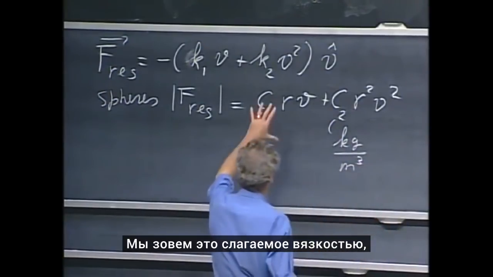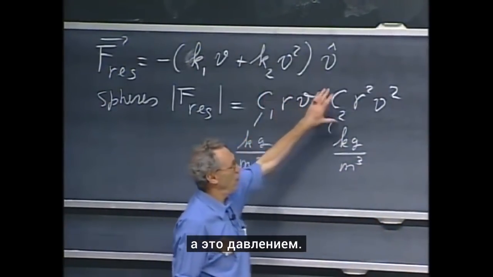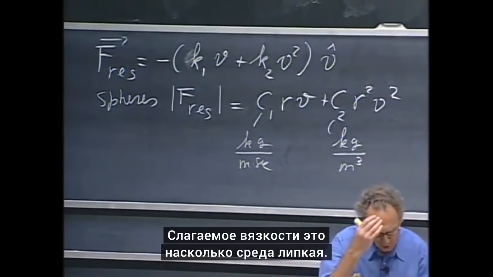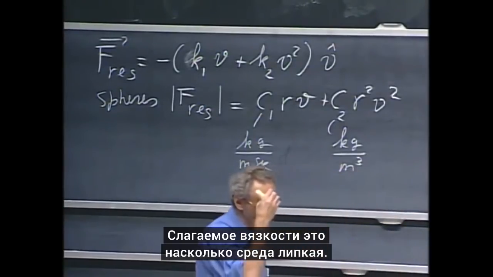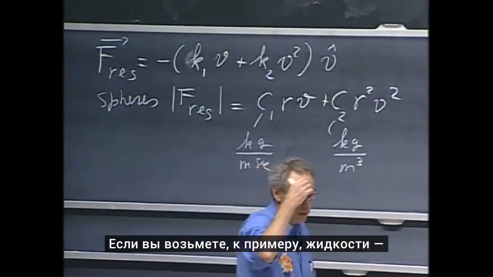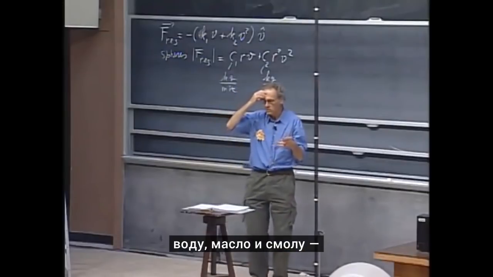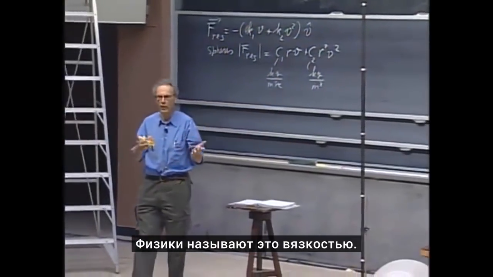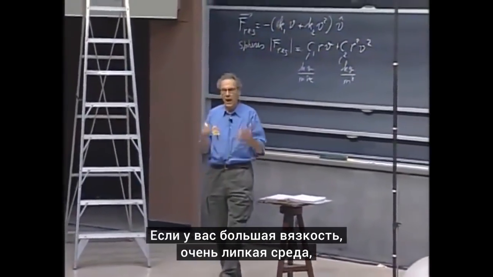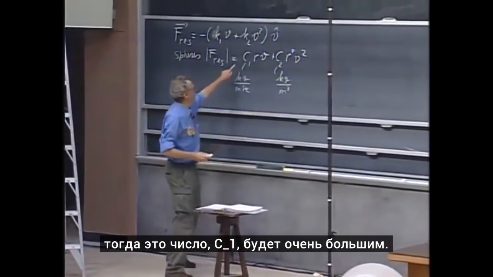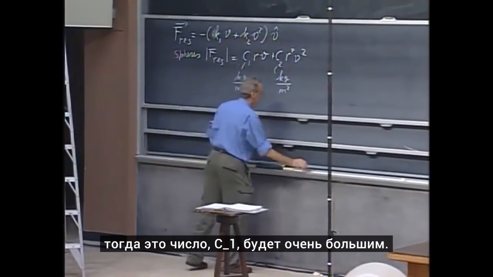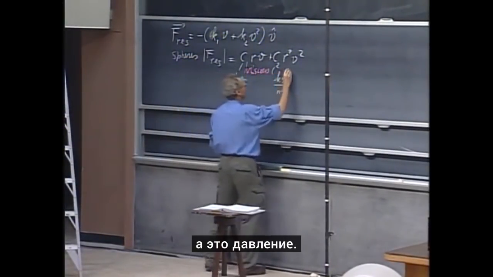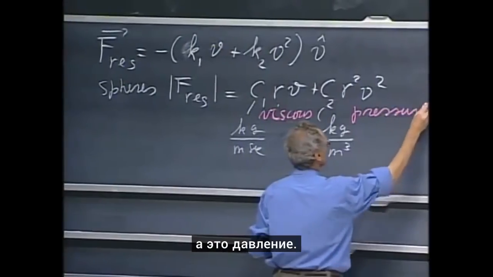We call this the viscous term, and we call this the pressure term. The viscous term has to do with the stickiness of the medium. If you take, for instance, liquids, water, and oil and tar, there is a huge difference in stickiness. Physicists also refer to that as viscosity. If you have a high viscosity, it's very sticky, then this number C1 will be very high. So this we call the viscous term, and this we call the pressure term.